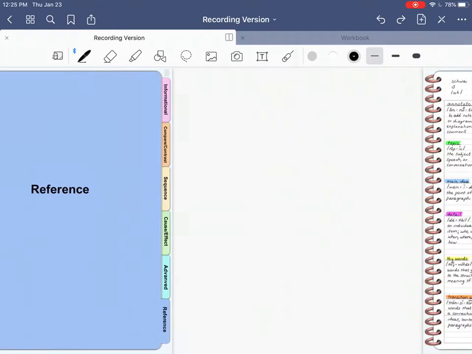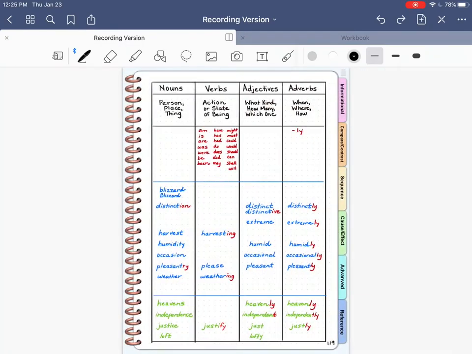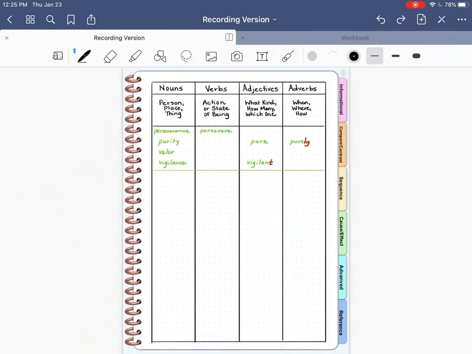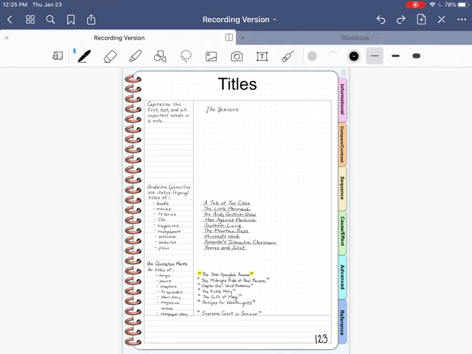And I just want to remind you of some of these that we've already done. We've talked about annotating, and we're using this skill quite a lot. We've used our highlighters to do the annotations in our story, so we've spent a lot of time on this one. We have done the parts of speech chart. We're building that as we go, and there's plenty of room for those. We've talked about titles, and so we're going to use this rule in our next writing exercise.